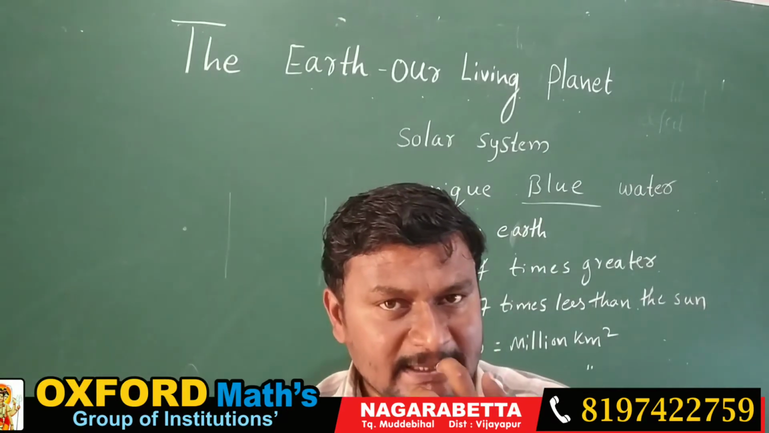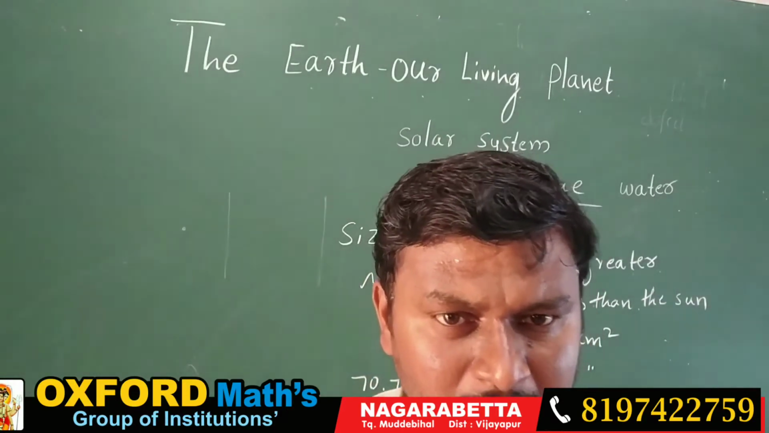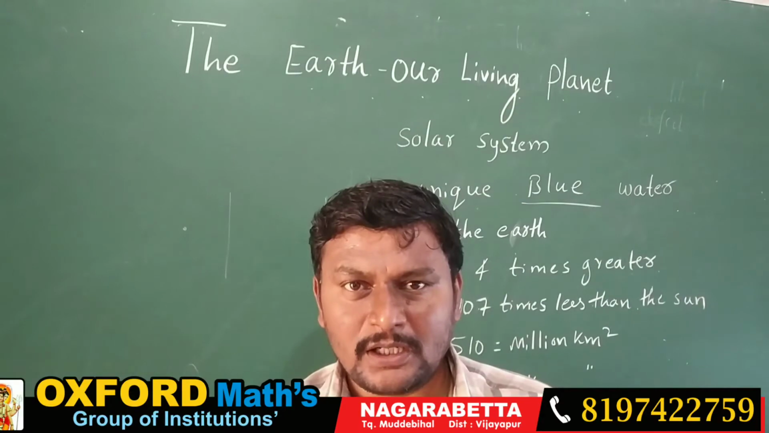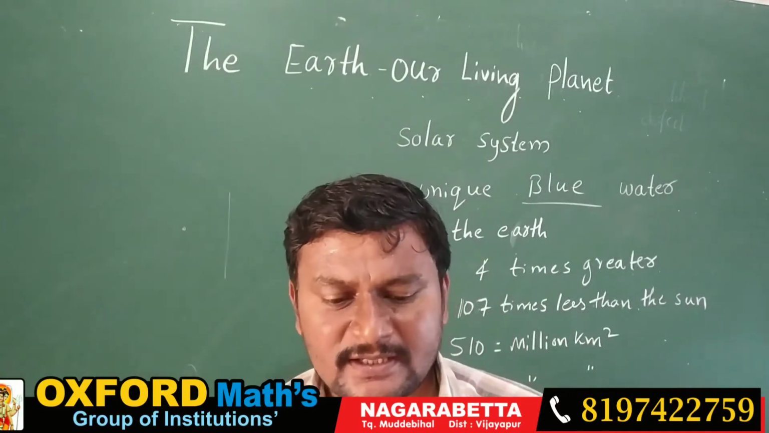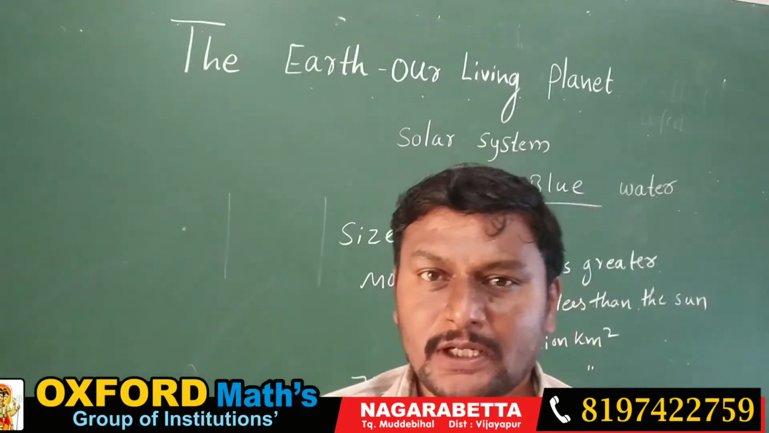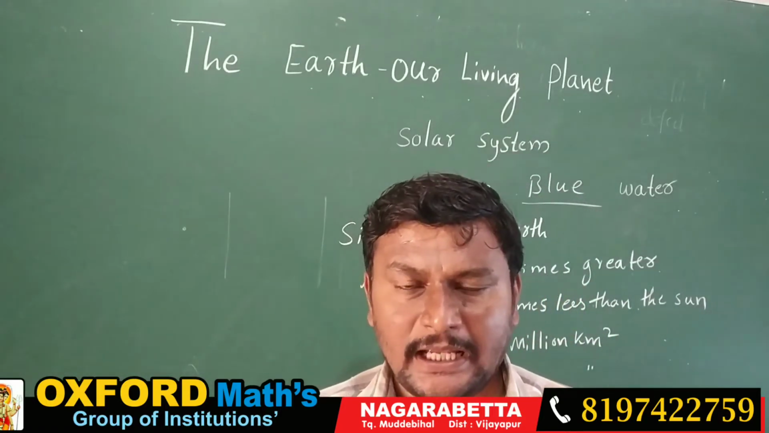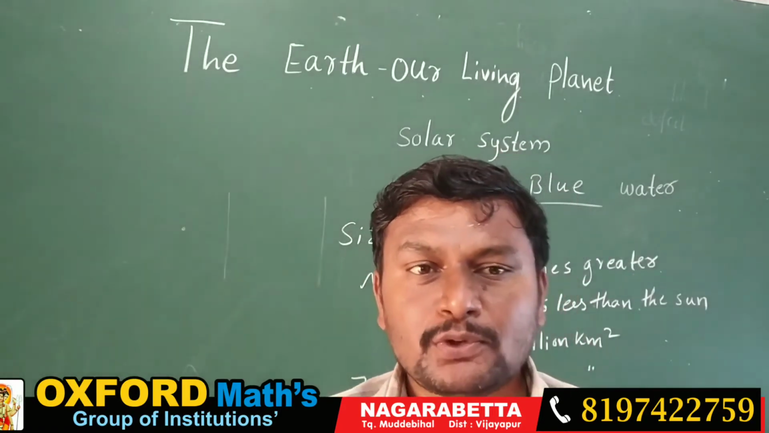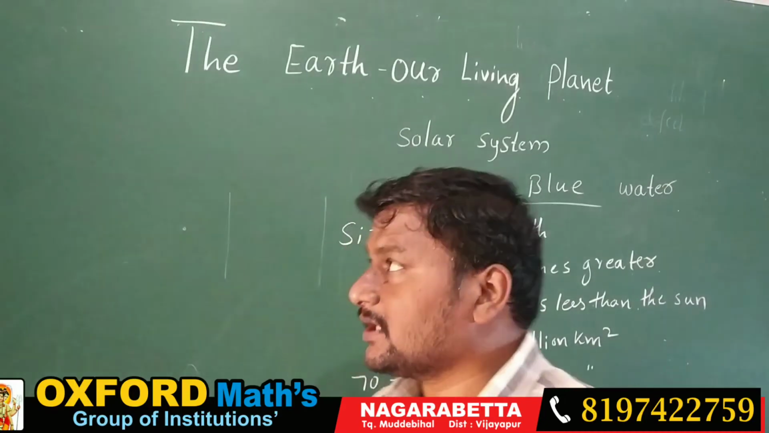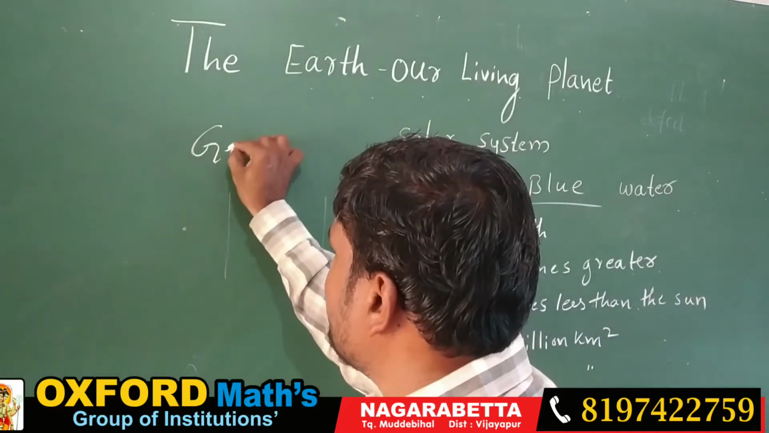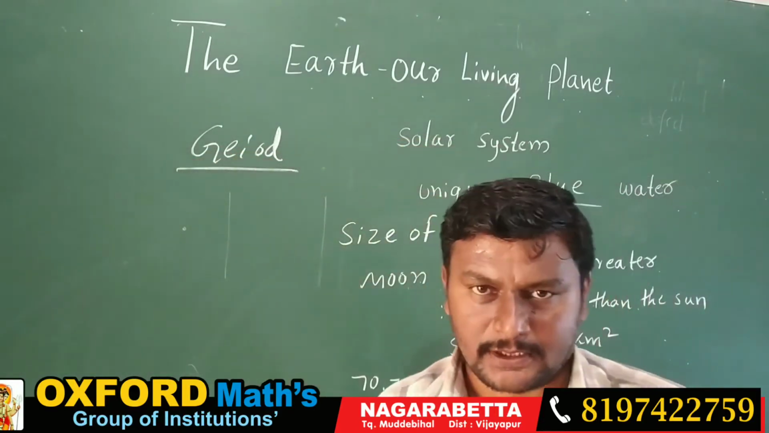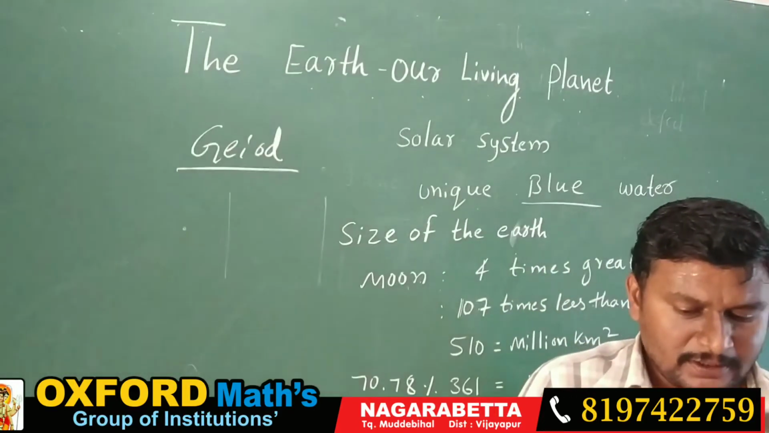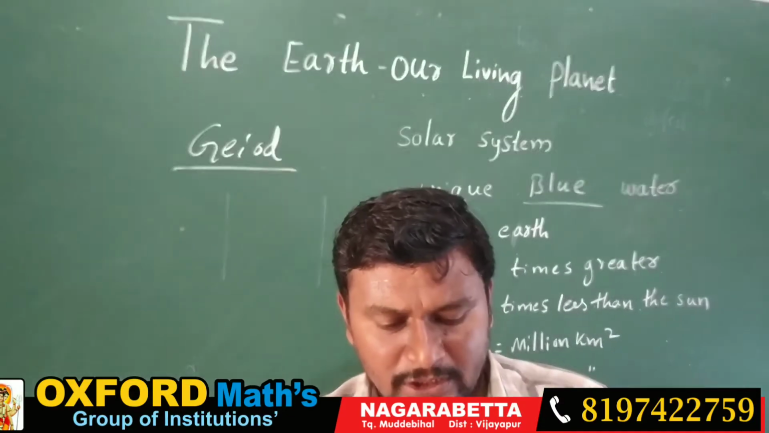Actually, the earth is not in a circle shape. Earth is not like a football. Earth is not like an orange. It has its own specific shape. When we convert it into a calculation of diameter, we come to know the earth has a geoid shape. Which shape? Geoid shape. So how do you confirm the earth has a geoid shape?